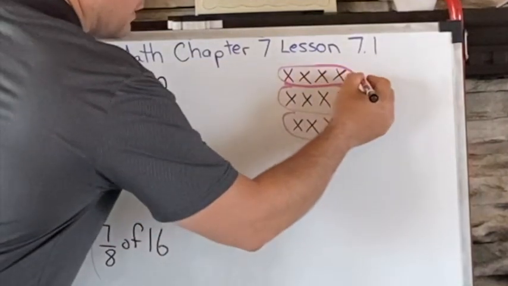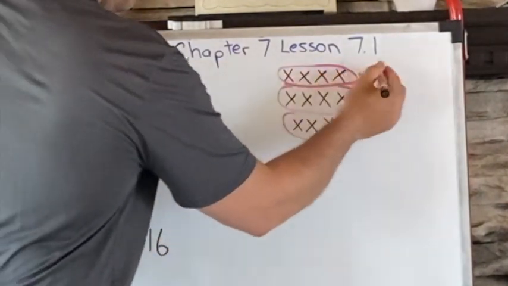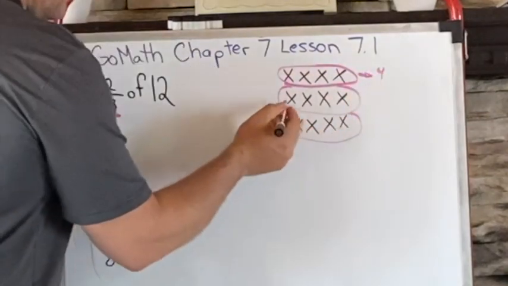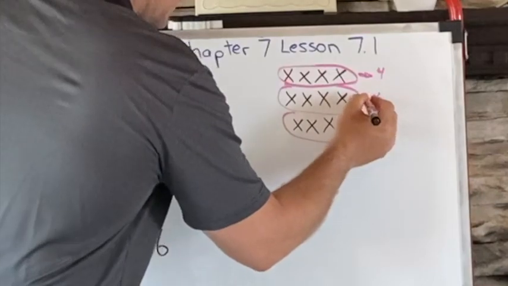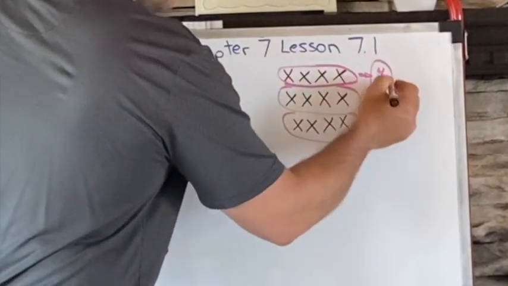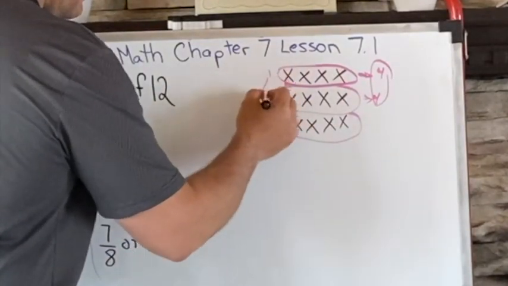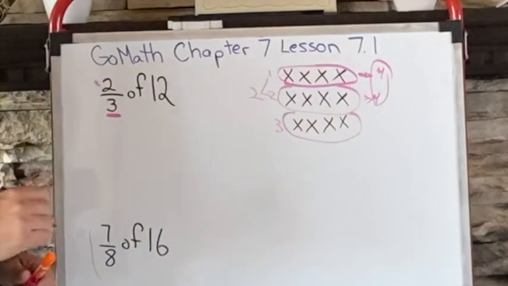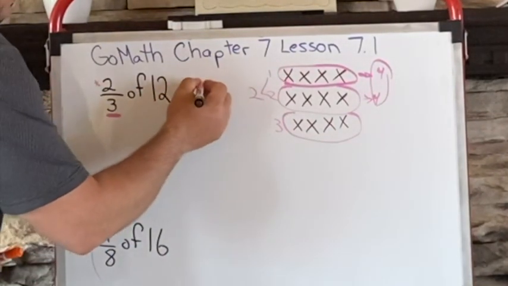So I want to know how many are in this group, which is 1, 2, 3, 4. How many are in this group? 1, 2, 3, 4. And that's going to be our answer. That is 2/3. So 2/3 of 12 equals 8.